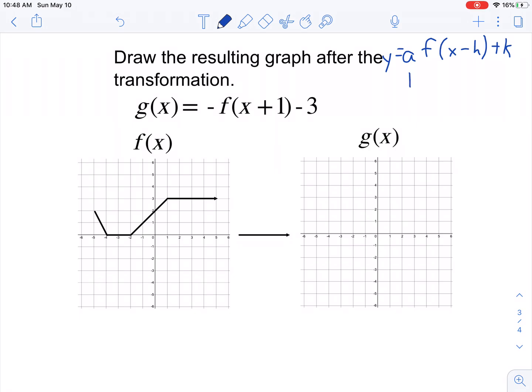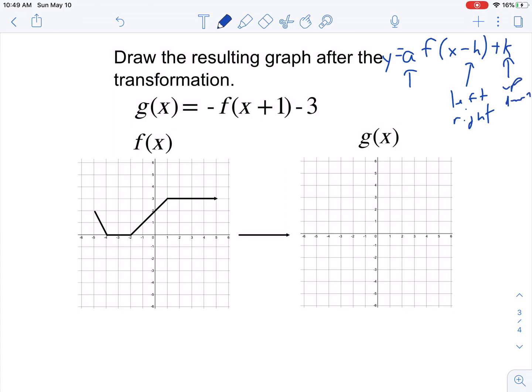Okay. Remember, our a value stretches, compresses, or reflects it. The h value goes left or right, not up and down. It goes left and right. And then k goes up or down.